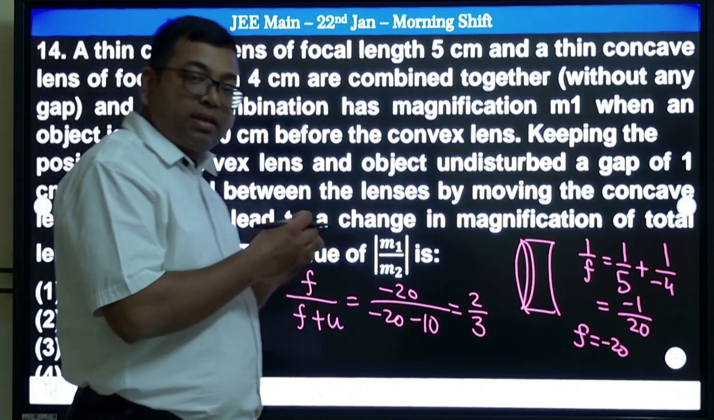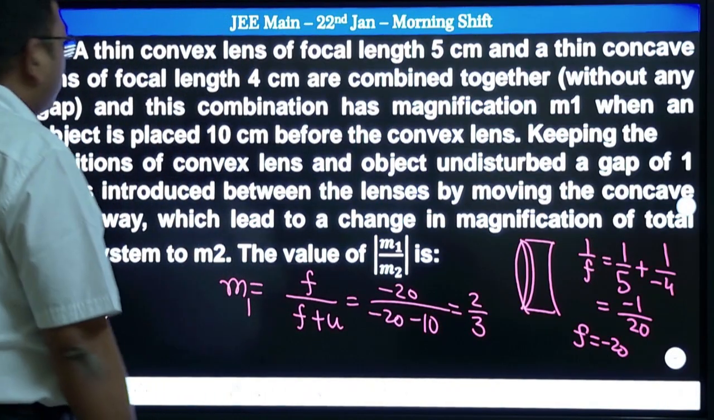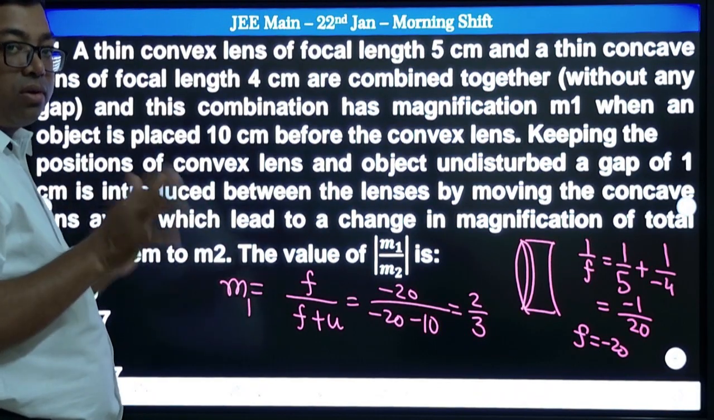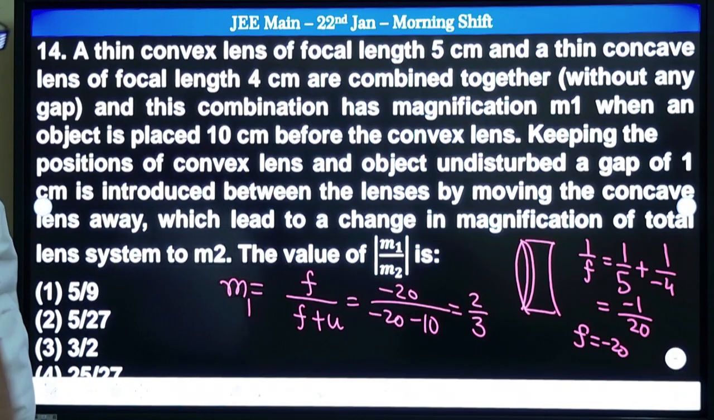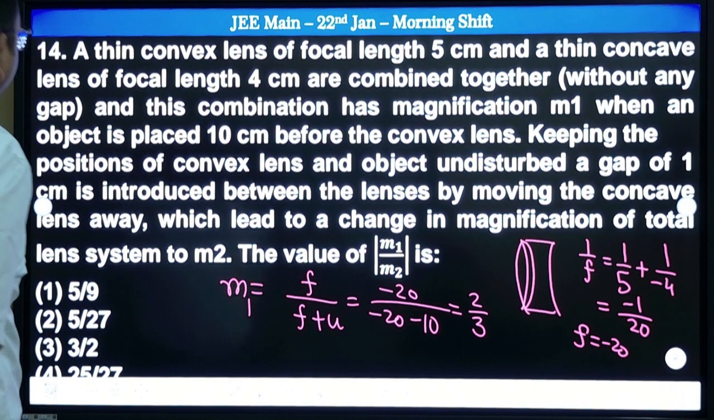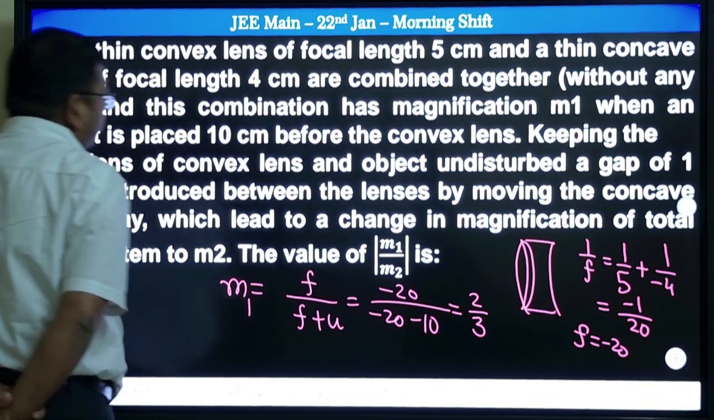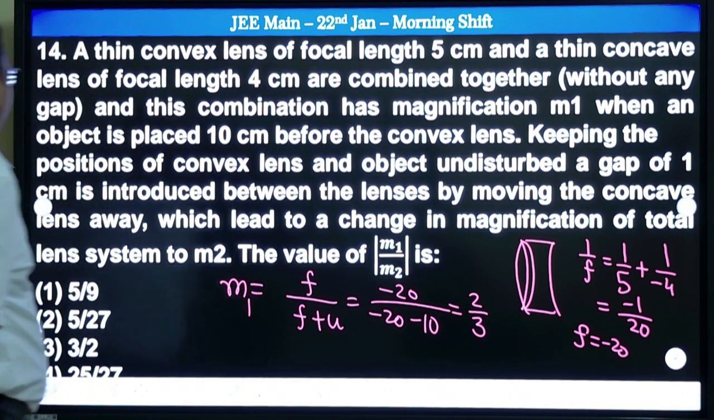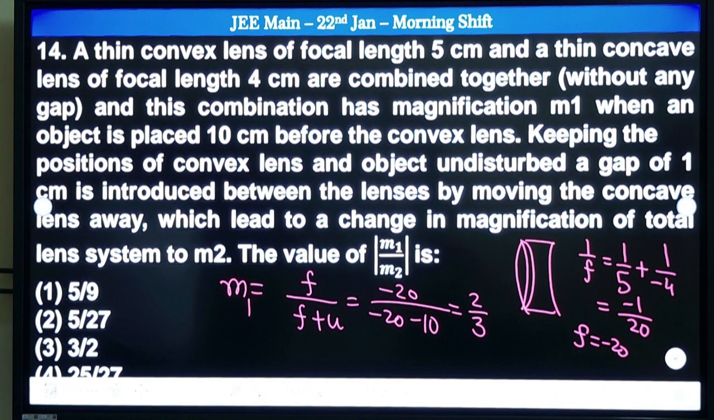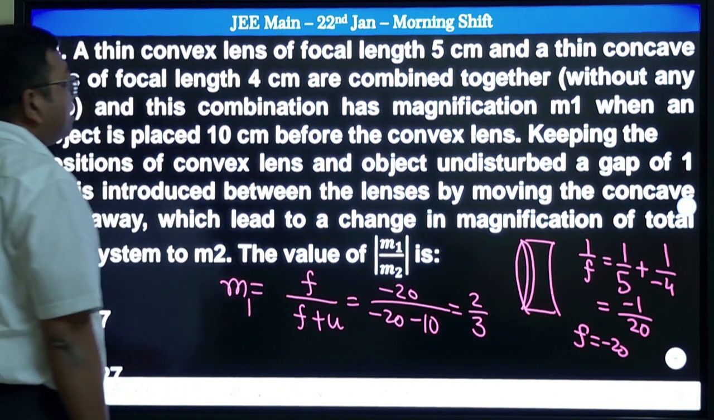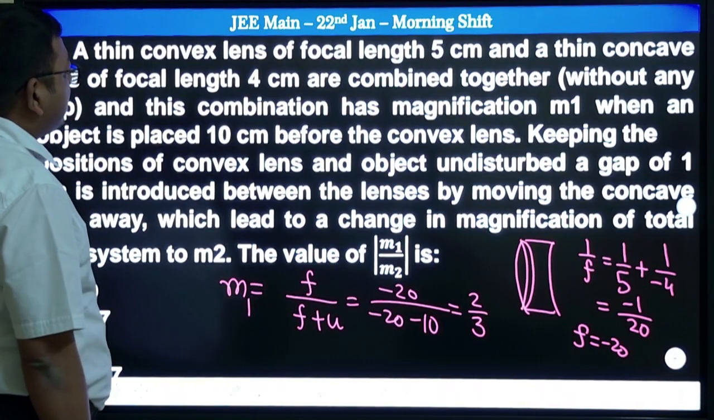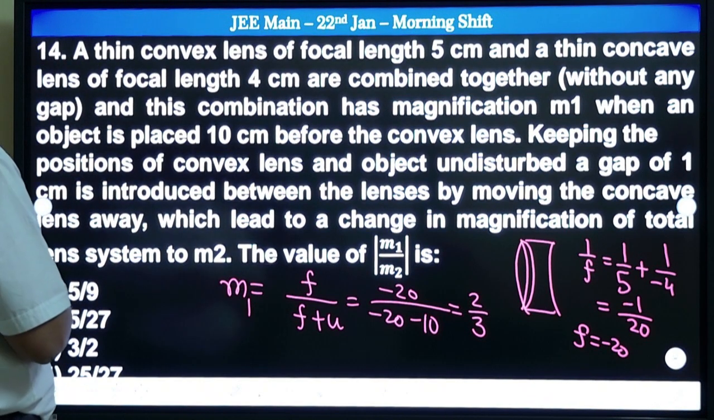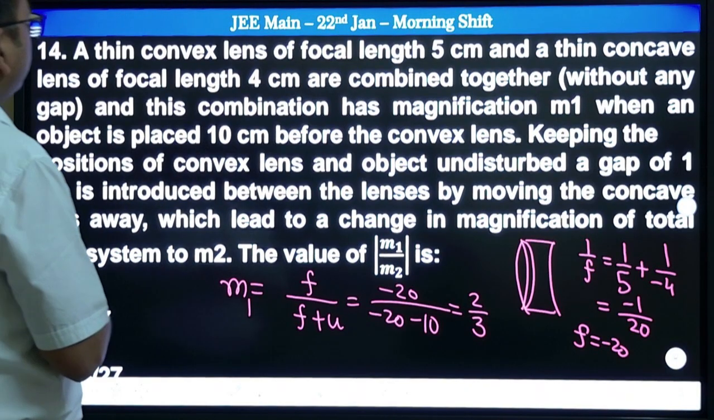Now they are saying that the lenses are separated by some distance. How much? 1 centimeter. Then what happens to the magnification? Other things are not disturbed, right? Keeping the positions of the convex lens and object, the convex lens and object are the same. Concave lens is only moving.